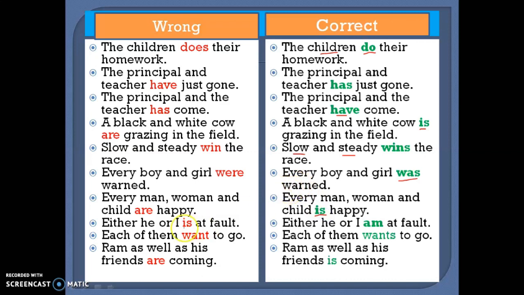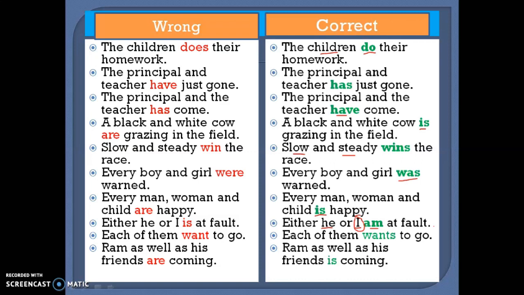Subject is singular. Either he or I is at fault. Now there are two different pronouns, third person pronoun and first person pronoun. Either he or I. Then we have used the verb according to the nearest subject, and the nearest subject is the first person pronoun. That's why either he or I am at fault. Next, each of them want to go, and the answer should be each of them wants to go.